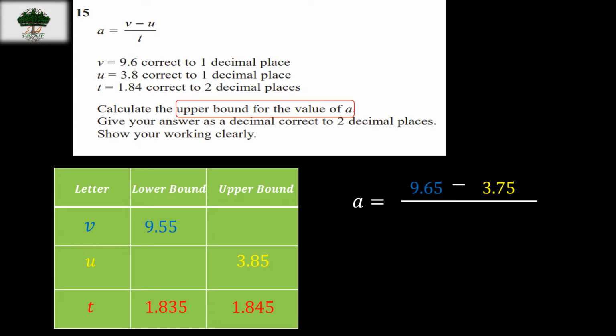Divide by the lowest value of the denominator, because we need the upper value for A. So that means we'll divide it by 1.3835. Do your calculation, and you find that A equals 3.22 after we correct it to two decimal places. So this is the answer of question number 15.